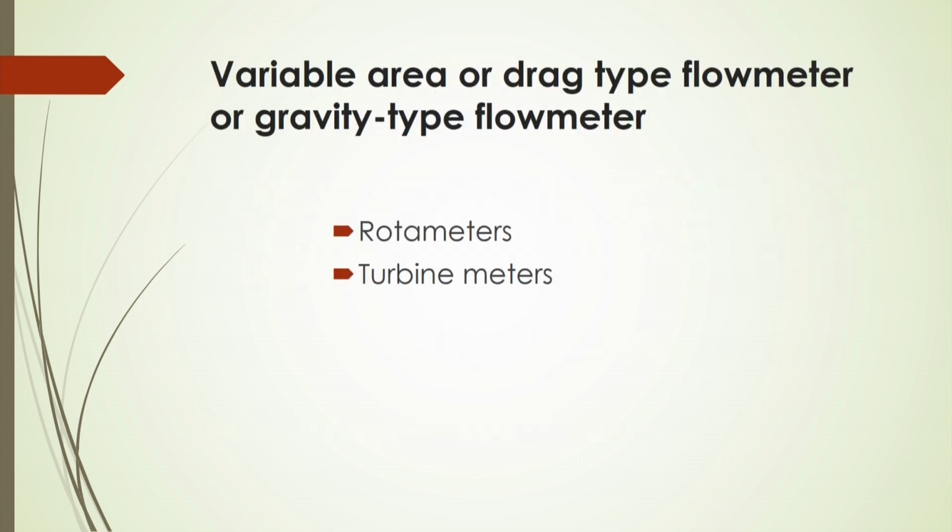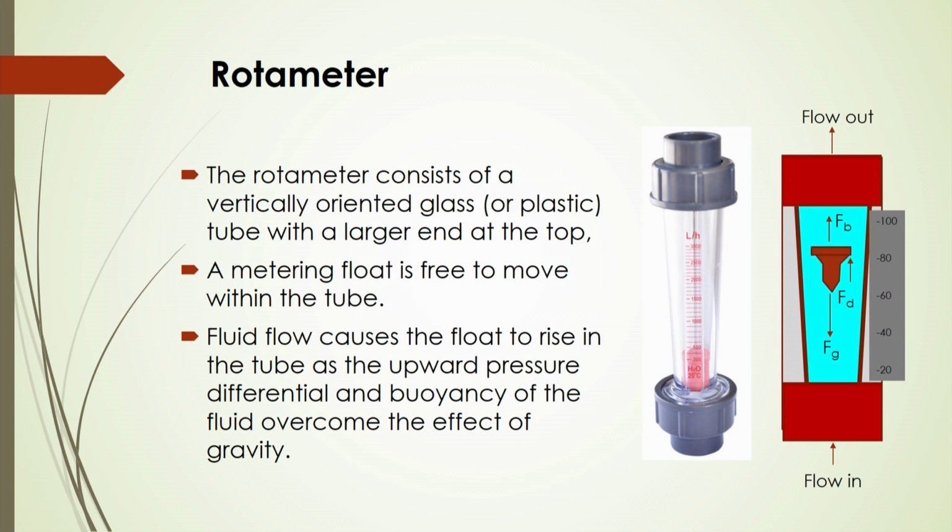The variable area, drag type or gravity type flow meter is also one of the important flow meters by which you can measure the flow rate. On the laboratory scale you will see rotameters or turbine meters used most to assess the flow rate for a particular process. And what actually is a rotameter?